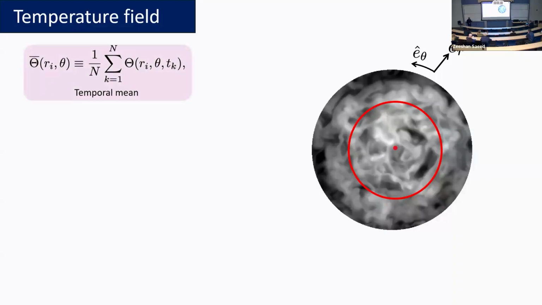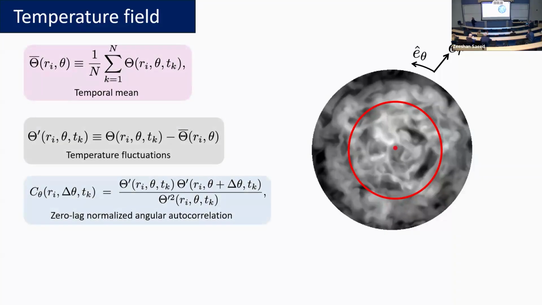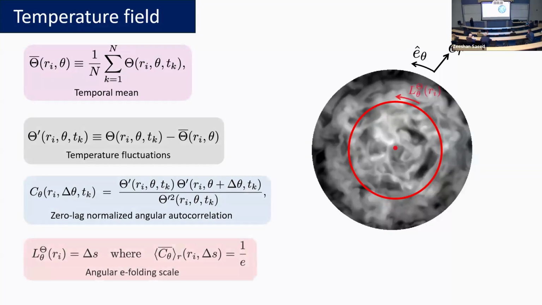What I do is I compute the mean, I compute the fluctuations, and I get the zero-lag normalized autocorrelation function. But then I compute this correlation over 10 consecutive rings, and I average those curves to see where it goes to 1/e of its initial value. That would be the angular correlation scale along the angular direction for that particular radius, and that is how I developed the radial profile of the angular correlation scale across the entire image.